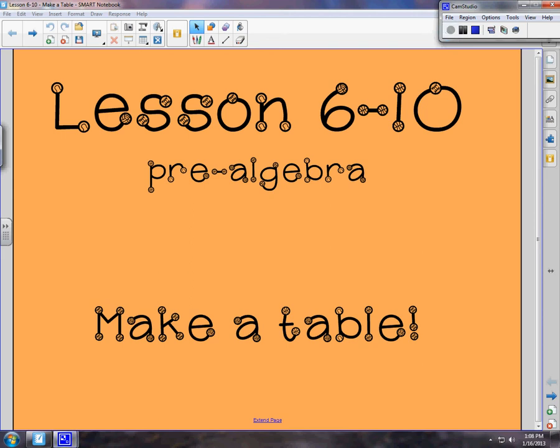Lesson 610 for pre-algebra is a story problem lesson, so it's going to be fairly quick. The story of this is to make a table. If you remember, all of our story problem units in each chapter have had a specific way to help you solve story problems, and this one is all about making a table.